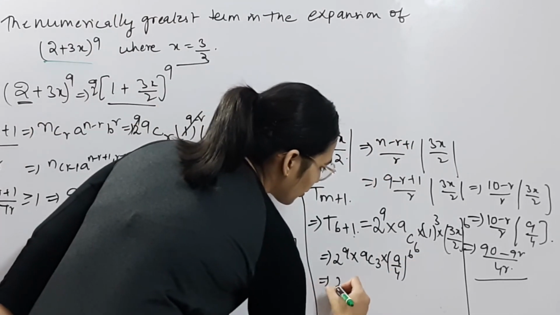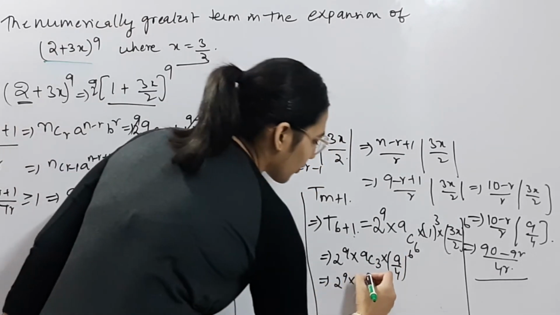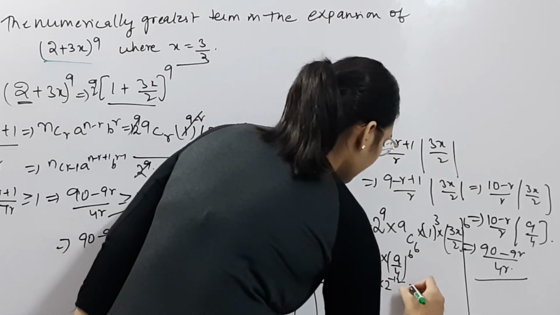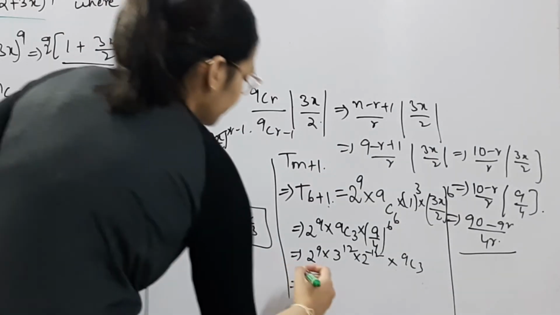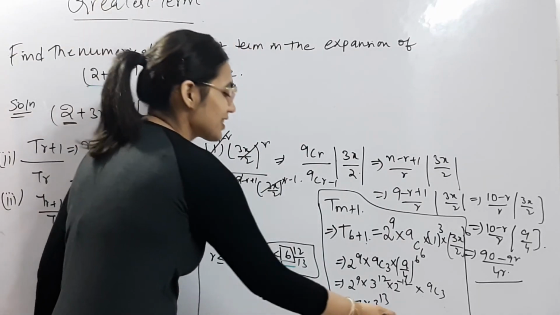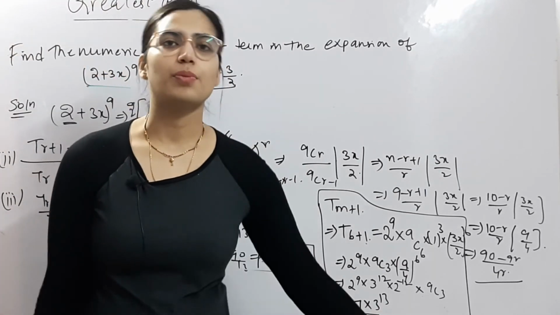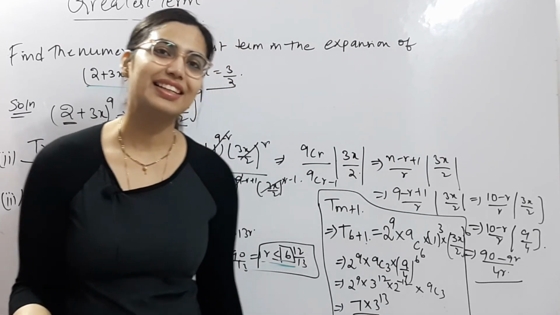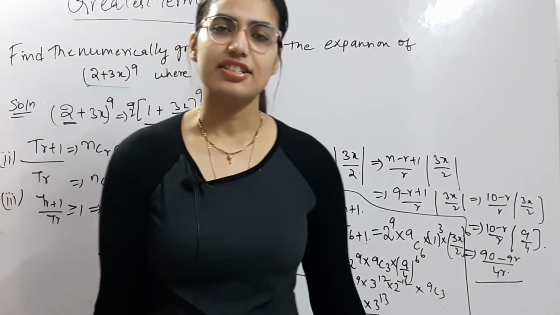So in short, we get 2 power of 9 into 3 power of 9 power of 6 is 3 power of 12 into 2 power of minus 12 into 9C3. So by substituting and simplifying, we get 7 into 3 power of 13 by 2. Okay, so this is the greatest term in the binomial expansion, 2 plus 3x whole power of 9. The same method that I've taught you in order to get the greatest term. The only thing is, once you identify whether m is an integer or not, you will directly see what the greatest term is and do.